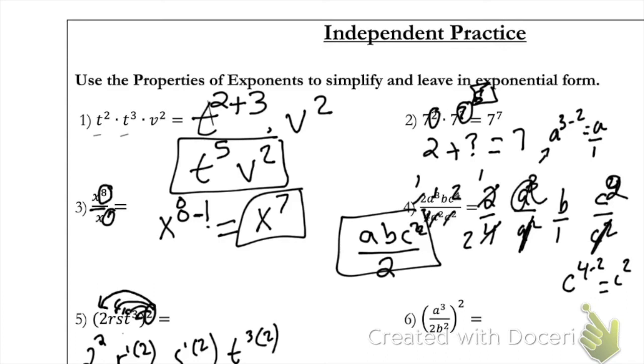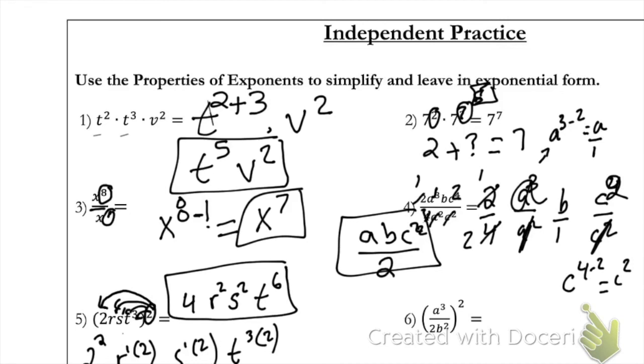2 to the 2nd means it's 2 times 2, which is 4. A power to a power, really here you're just multiplying them. 1 times 2 is 2, so r to the second. 1 times 2 is 2, so s to the second. And then 3 times 2 is 6, so it's t to the 6th power. And this here is it.